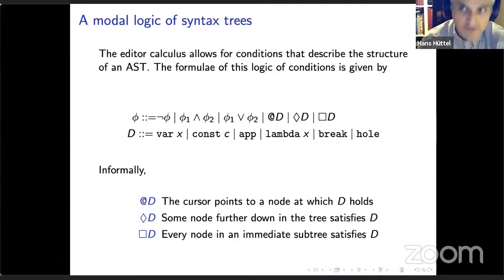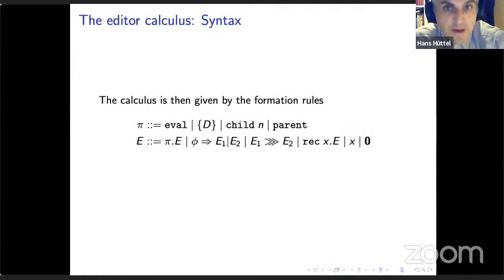Anyway, so we've got conditions as well in our editor calculus. Here's the editor calculus. We have prefixes as in a process calculus. Prefixes can be an eval saying we want to evaluate the syntax tree. We've got substitutions that let us introduce variables, abstractions, applications. We can move up and down. We can navigate with the cursor. Child n says go to the nth child, or parent says move up one level to a parent node.